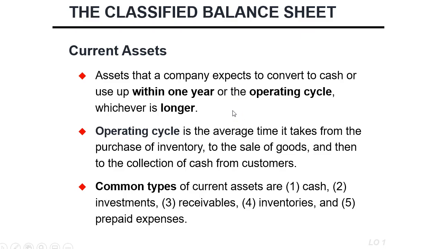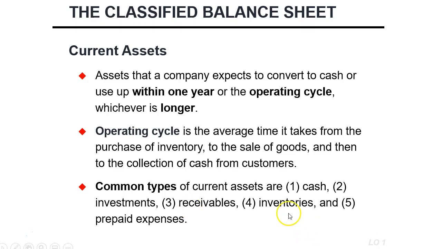So let's break this down. What type of assets do we expect to convert into cash? Well, any type of short-term investments. If I buy stocks and bonds of other companies that I expect to convert within 1 year, it qualifies as being a current asset. Receivables, accounts receivable. Receivables show money owed to the business. If the money is to be collected within 1 year or within one operating cycle, it qualifies as a current asset.